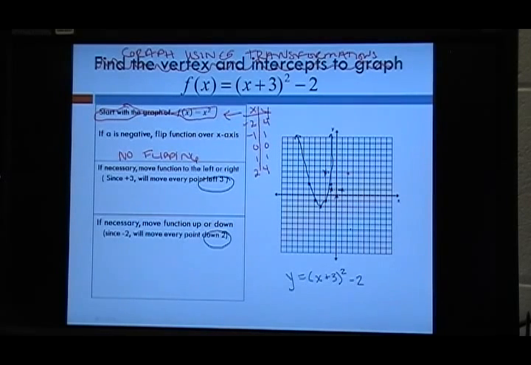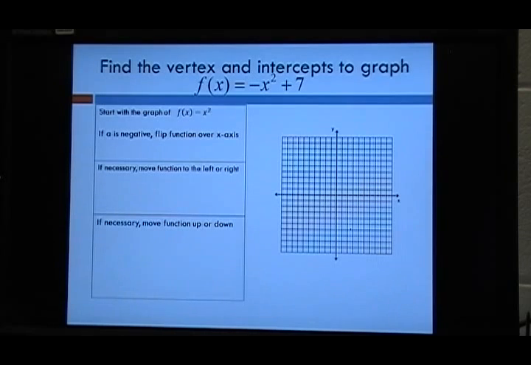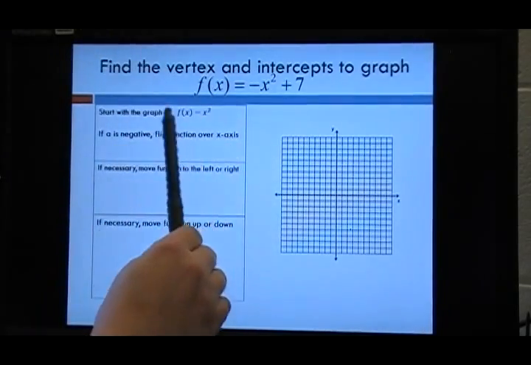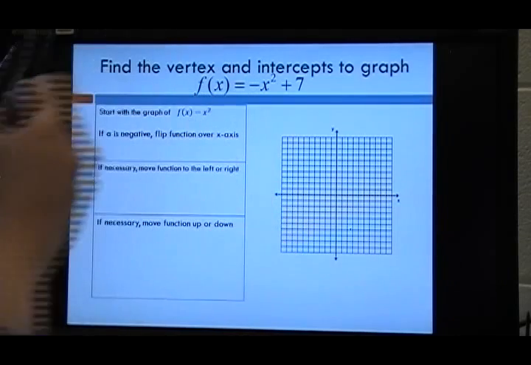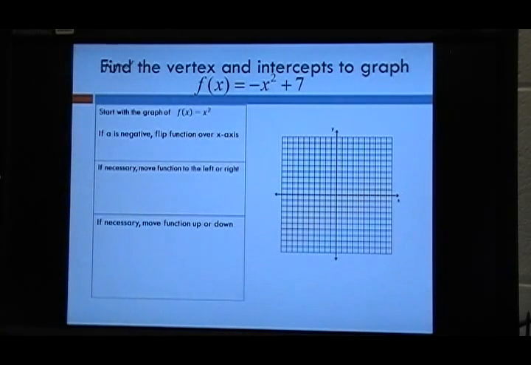Okay? So next example, we have f of x equals the opposite of x squared plus 7. So if I'm wanting to try to graph by transformations, I'm looking at this function. So again, let's cross this out. We are going to graph using transformations.